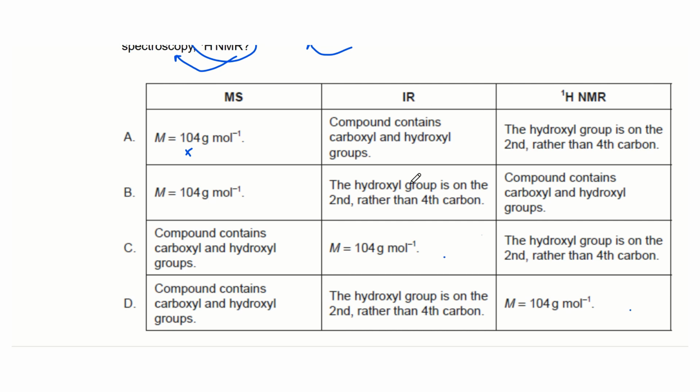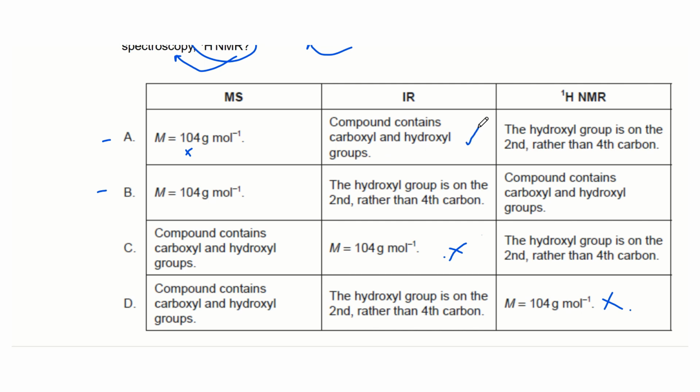Okay, so the IR is not going to give me the molar mass of the molecule, and the proton NMR is also not going to give me the molar mass of the molecule. So I can eliminate these two options automatically. That leaves me with option A or option B. So then I'll look to the next one, and I try to recognize what the IR gives me and what the proton NMR gives me. So if I look at option A, the compound contains carboxyl and hydroxyl groups.